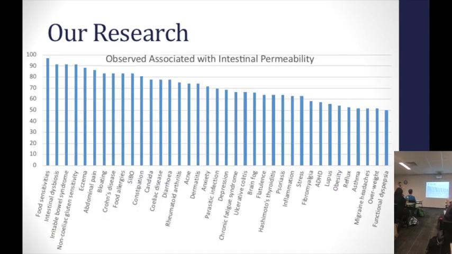Furthermore, in our research, we also looked at individual conditions and which ones practitioners observe an association with intestinal permeability. The highest ones, of course, were food sensitivities, intestinal dysbiosis, IBS, non-celiac gluten sensitivity, and the list goes on.